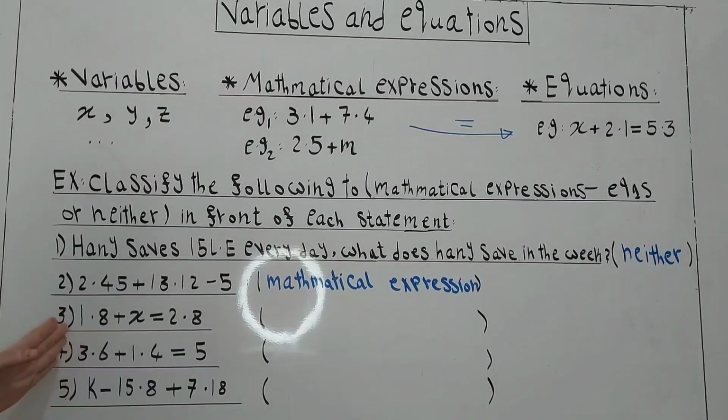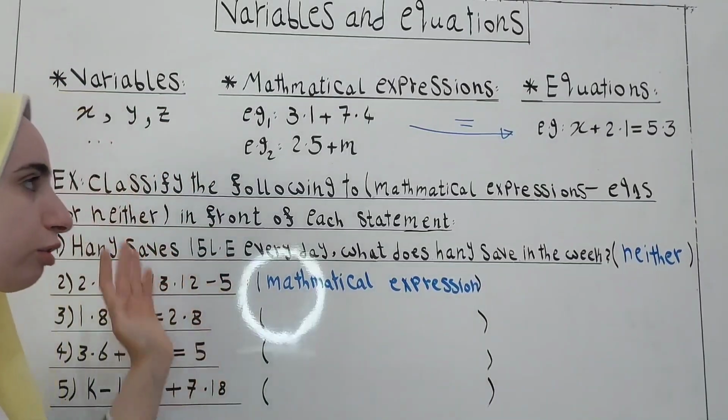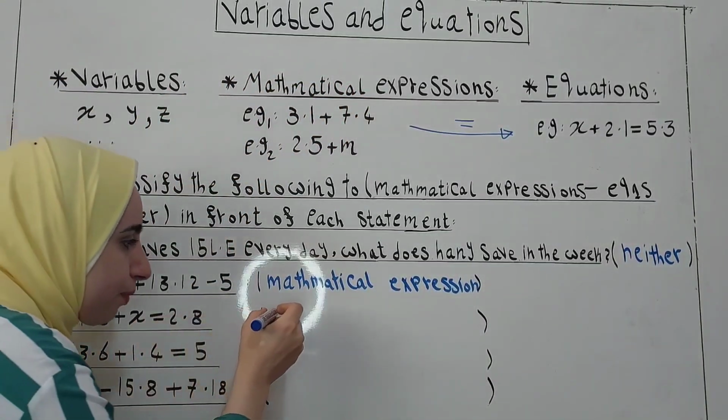Number 3. 1.8 plus x equals 2.8. We have numbers and variables and operations and equal sign. We have four things, so it will be an equation.